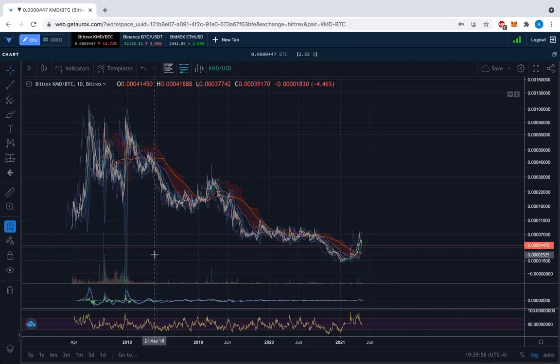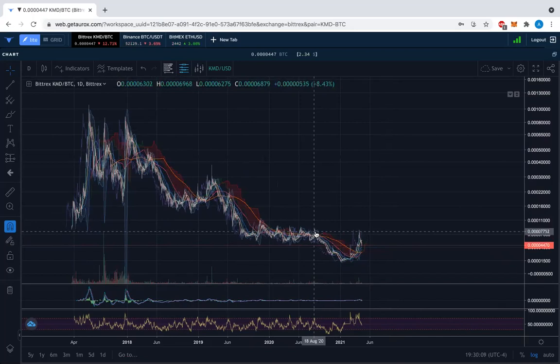And then just this long bear down and down and down. Something I heard Mitch Ray say, actually. He's talking about how sometimes markets just run out of time. And actually, I think that's what happened here with KMD.